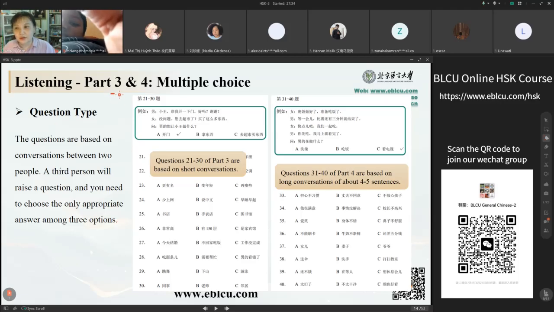Then listening part 3 and 4, those are multiple choices. So for part 3, it's a short dialogue. You listen to the short dialogue and then choose the correct answer according to the question. And part 4, they have longer conversation, and also you need to choose the correct answer from A, B, and C according to the question. Okay, so let's take a look at the example.